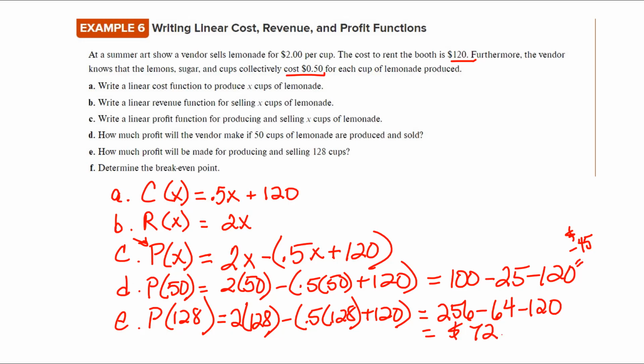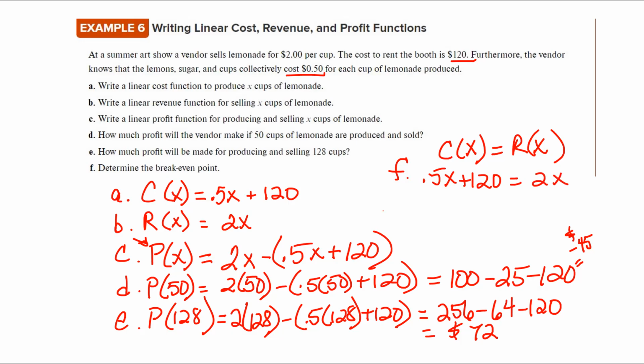And then F, what is the break even point? So for F, you want your costs to equal your revenues. That means you didn't lose any money, you didn't make any money. It's break even. So you want C of x, your cost, to equal your revenue. And that would mean that 0.5x plus 120 is equal to 2x. And so if you subtract 0.5x on both sides, you're going to have 120 is equal to 1.5x. So x is going to be 80. You'd have to sell 80 cups to break even.